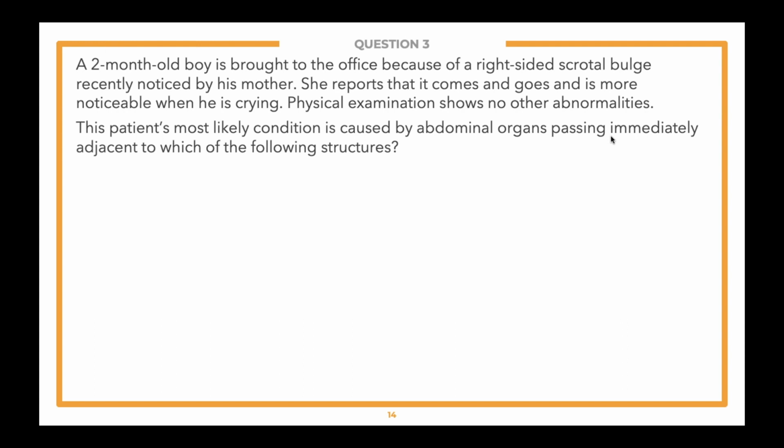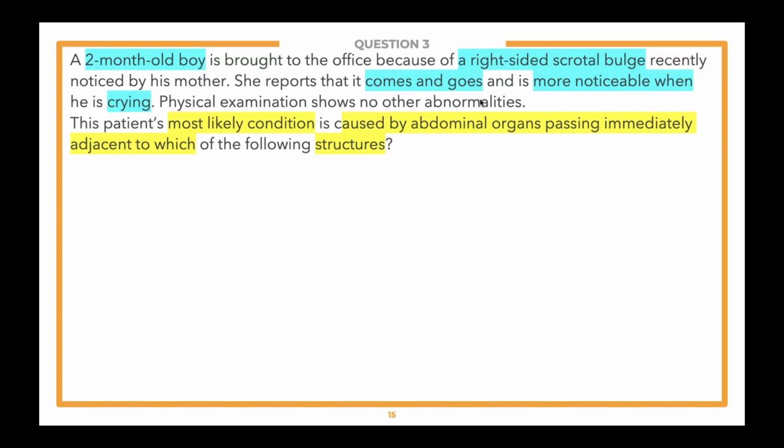This patient's most likely condition is caused by abdominal organs passing immediately adjacent to which of the following structures? Paros. Thank you, Sean. So we're going to go ahead and take a look at the important clues in this vignette and the lead-in. And so we are still dealing again with the pediatric case, a 2-month-old boy.